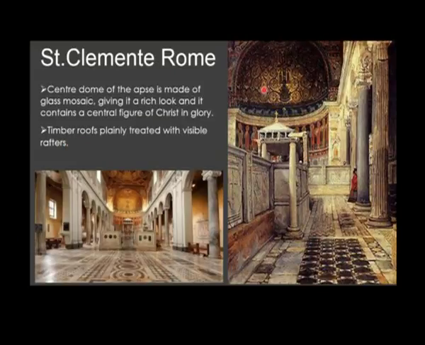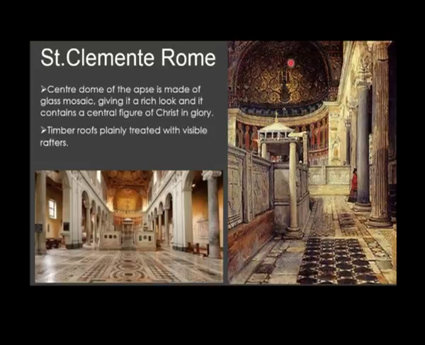This central dome is like the main part of this particular church because it is made of glass mosaic, and that gives this church its fabulously crafted interiors. And there is a figure of Christ in glory in the center. If you see here, there is. And there is a timber roof which is supported by rafters, and this becomes a major part of the interior of this church.